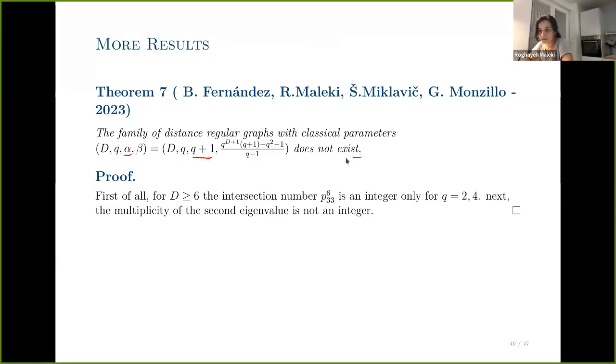We show that they do not exist. The reason is that, first of all, for D greater than or equal to 6, we show that the intersection number p^6_33 is an integer only when Q equals 2 or 4. So that means in general, we cannot say it is an integer. And also the multiplicity of the second eigenvalue is not an integer. These are the requirements for our distance regular graph. We must have the multiplicities integers. So that shows that this does not hold, and so the graph does not support uniform structure with respect to X.